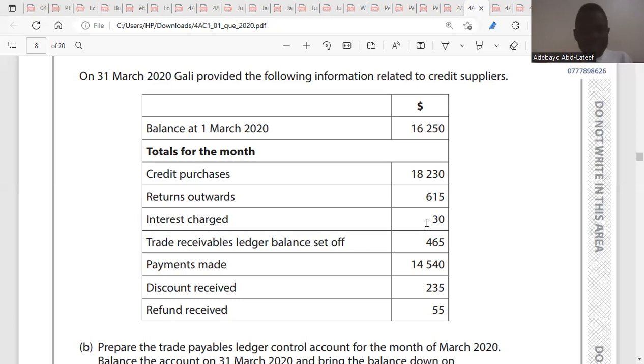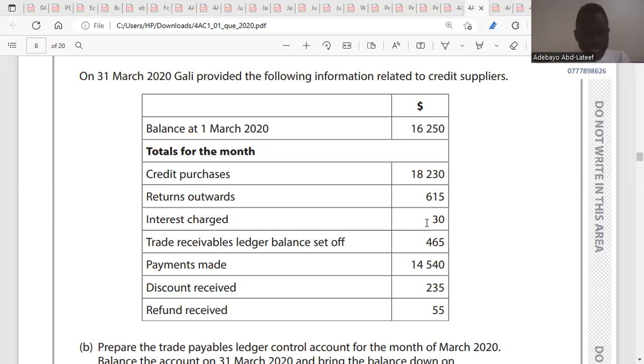Your purchases day book journal, the interest charged. Why will an interest be charged? It means you didn't pay earlier to your supplier, so you have been charged a certain amount. Maybe you're supposed to pay in 30 days, you didn't pay after 30 days, you'll be charged an interest. All right, so it's going to be on the credit side.